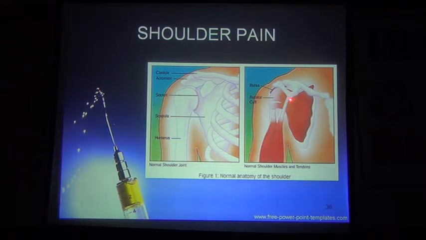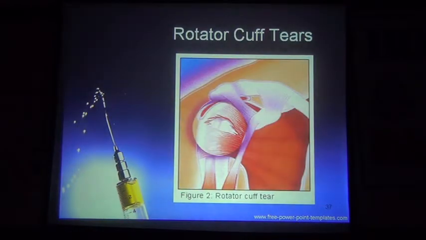You can see the bicipital tendon and bursa here. You can see the rotator cuff as well. Here the rotator cuff is torn. If not properly treated, surgically or conservatively, these patients will definitely become chronic pain carriers.